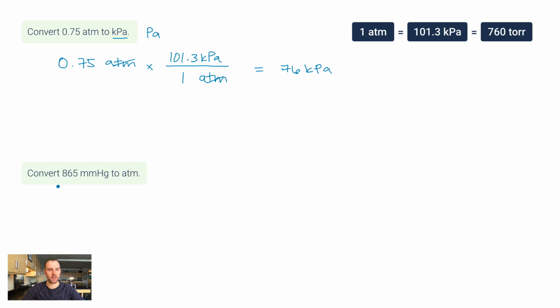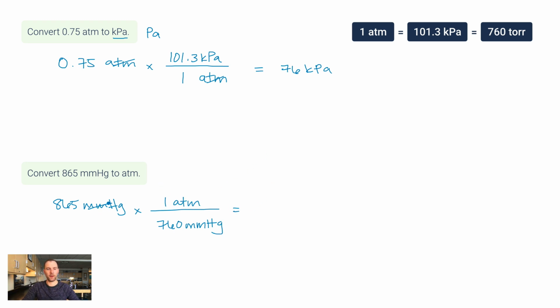Let's do one more. This says convert 865 millimeters of mercury to atmospheres. Now don't forget, torr and millimeters of mercury are the same thing. So 865 millimeters of mercury is what I'm given, and that's what I want to convert. So on the bottom, 760 millimeters of mercury and one atmosphere.